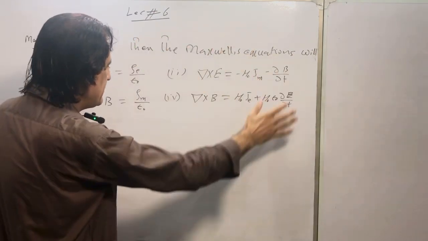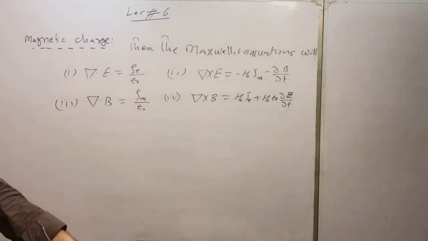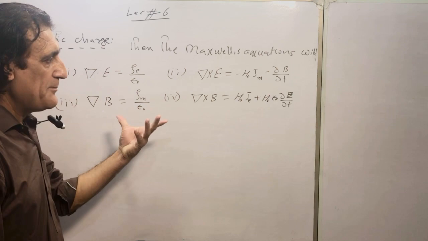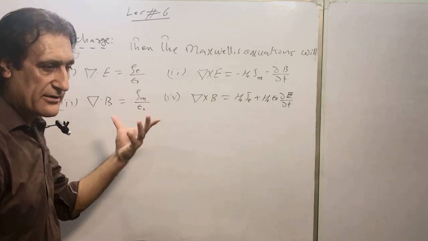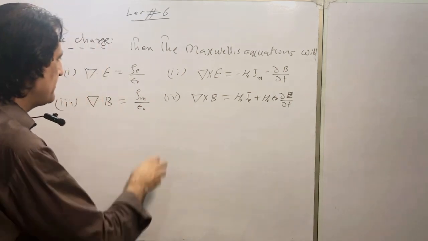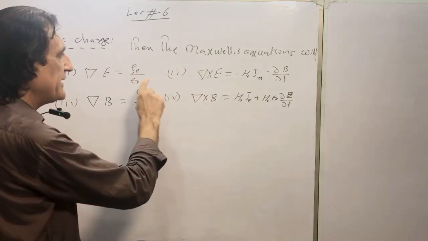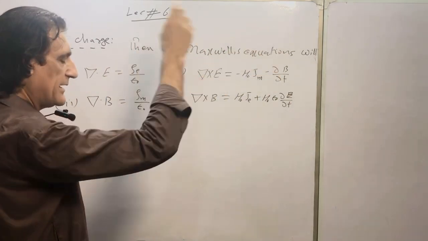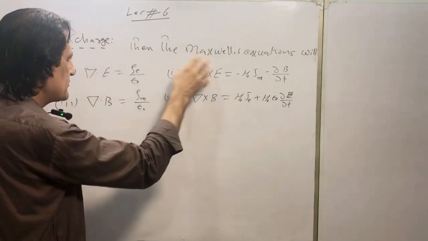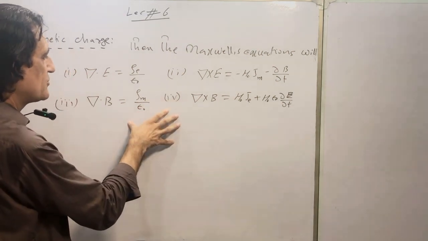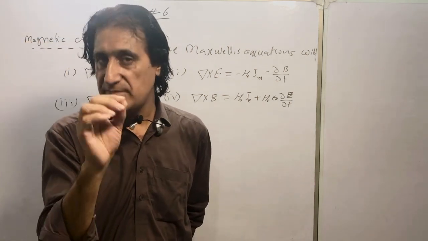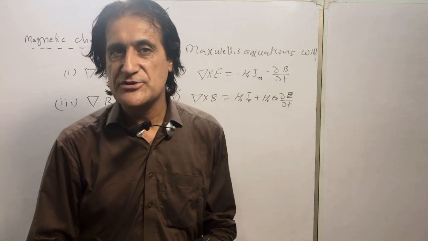Then these equations are Maxwell's equations if magnetic and electric charges are present. In these equations, the symmetry will hold. If we replace E by B and B by minus mu naught epsilon naught E, then these two equations can be converted into these two, and these can be converted into these two. It means that we will have a symmetry if magnetic charge exists.